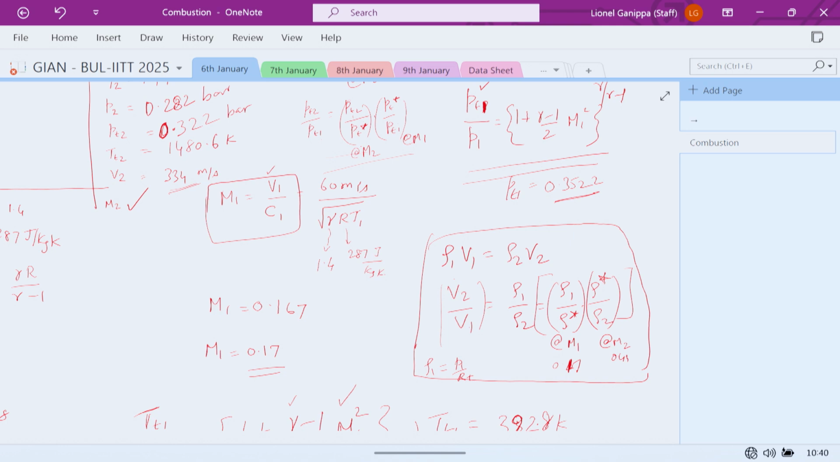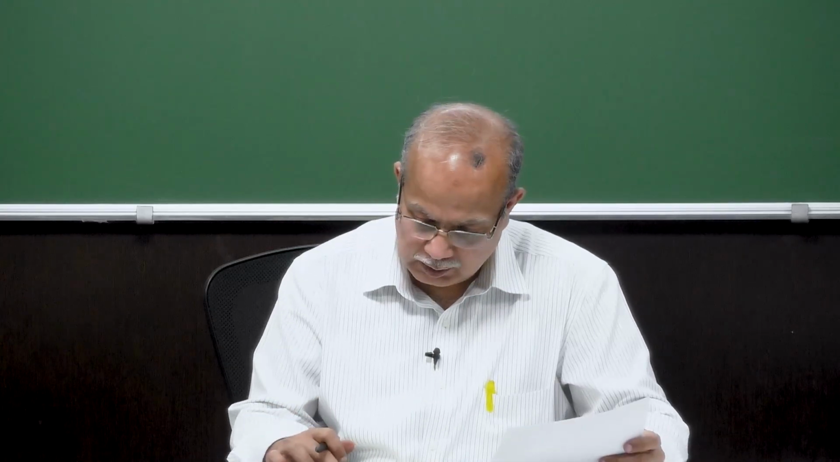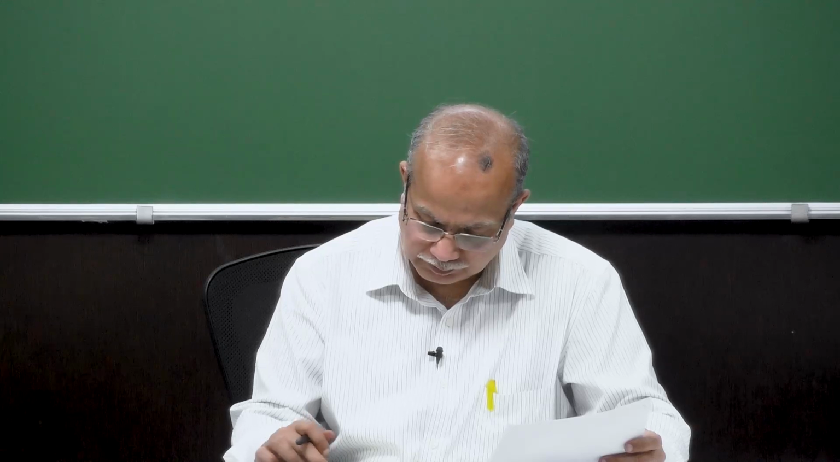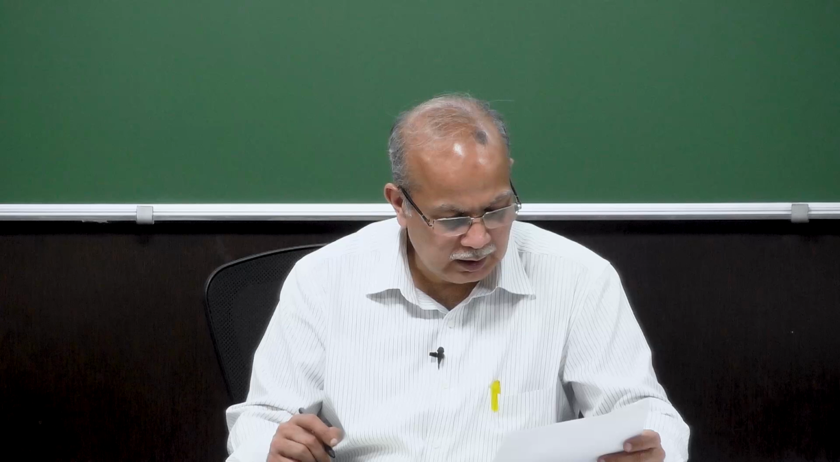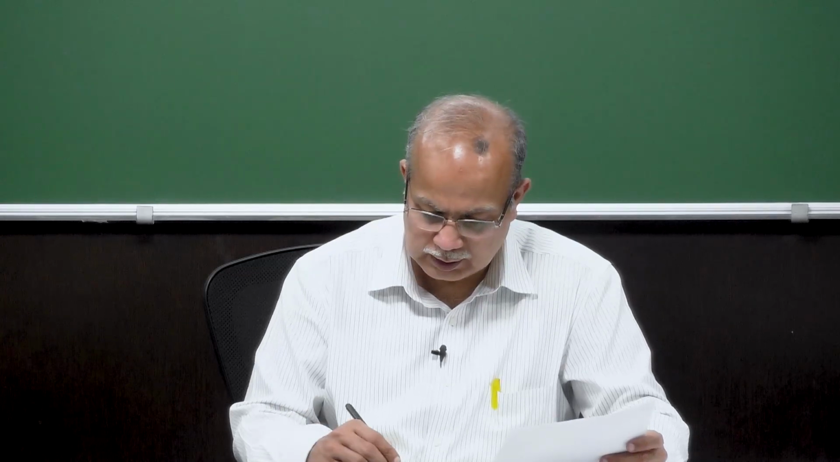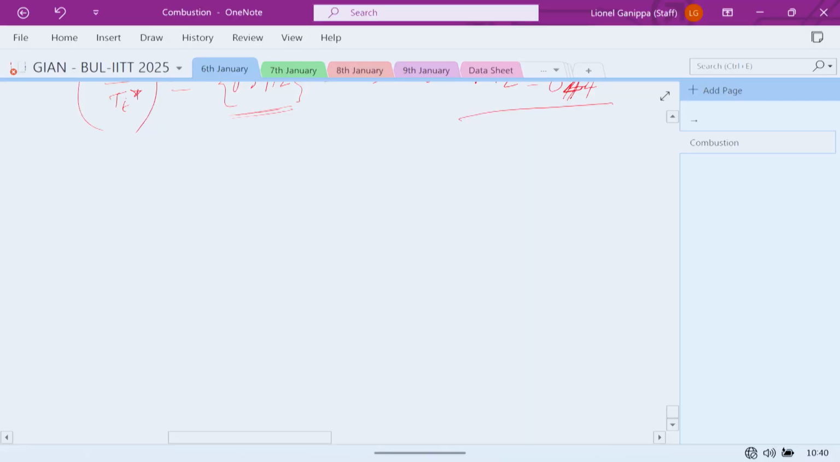Okay, so let's move to part B. The problem has two parts, so we have done part 1. Part B of the problem says if the condition at the exit is choked, this is just an academic exercise. So what they're saying here is if the condition at 2 is the critical value, M2 is equal to 1.